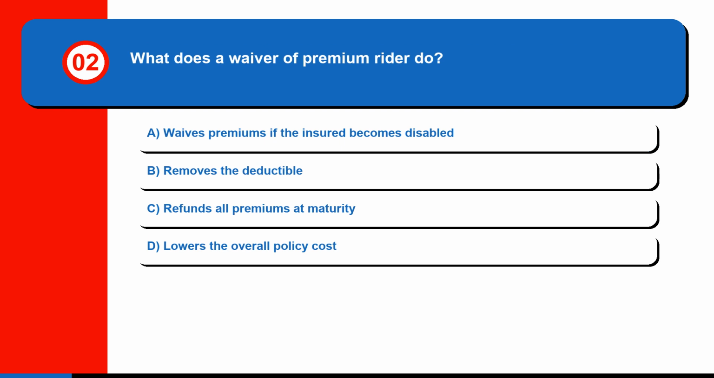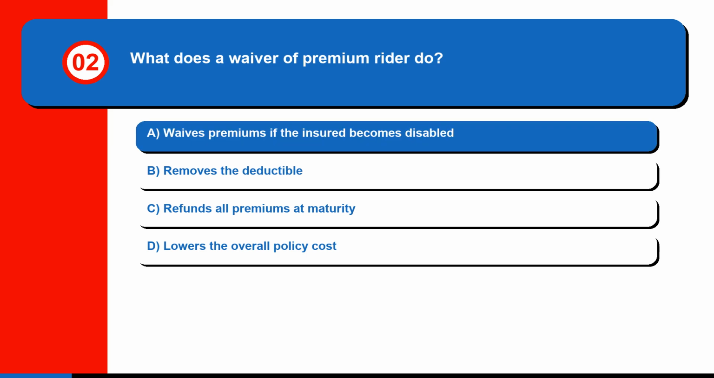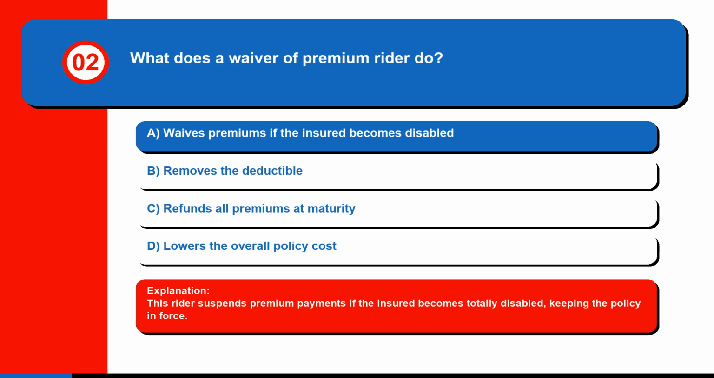Question 2. What does a waiver of premium rider do? A. Waives premiums if the insured becomes disabled. B. Removes the deductible. C. Refunds all premiums at maturity. Or D. Lowers the overall policy cost. The correct answer is A. Waives premiums if the insured becomes disabled. This rider suspends premium payments if the insured becomes totally disabled, keeping the policy in force.